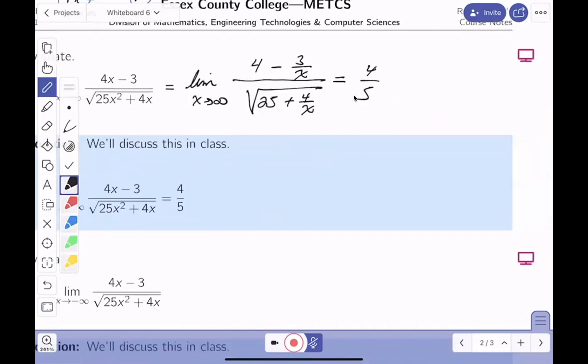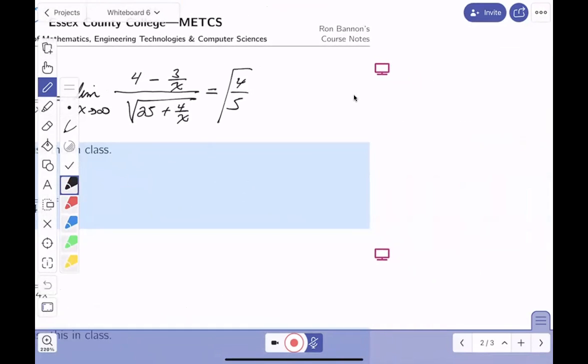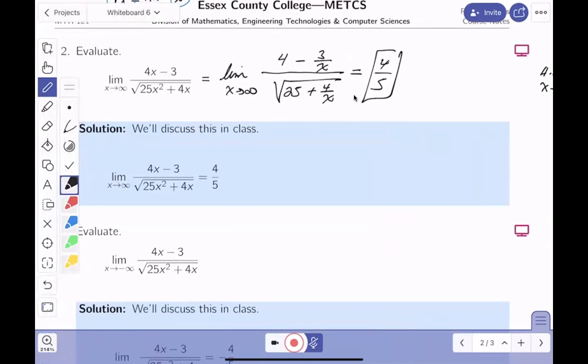So what are we saying? That's the limit. And what are we going to say now? Well, it's got a horizontal asymptote as x goes towards infinity. And what is that horizontal asymptote? It will be y equals 4/5. The function starts to look just like that when you go towards infinity.